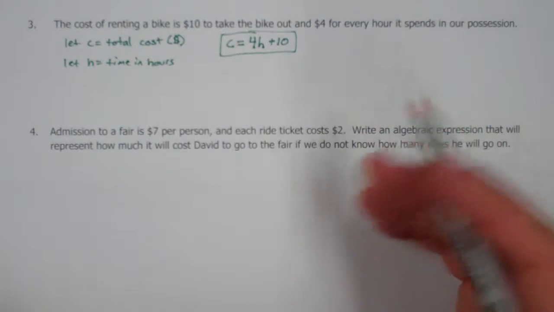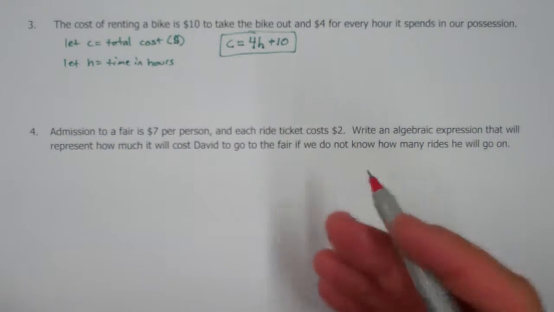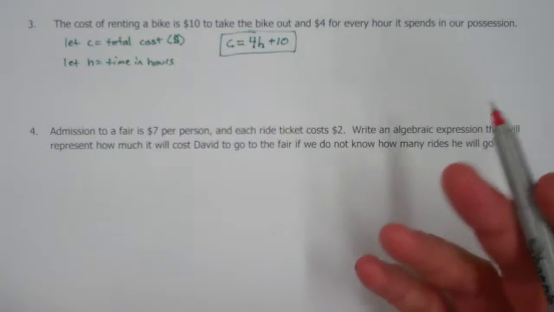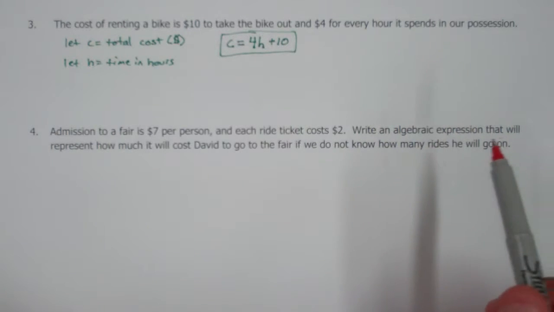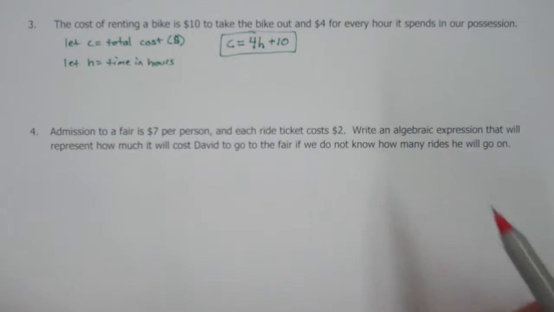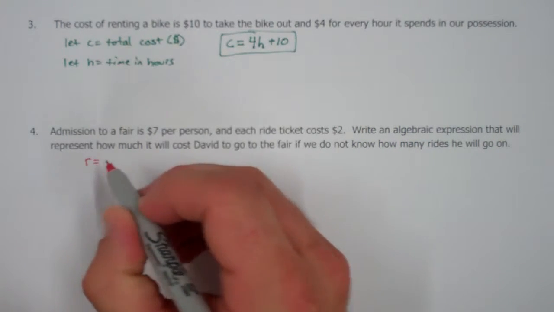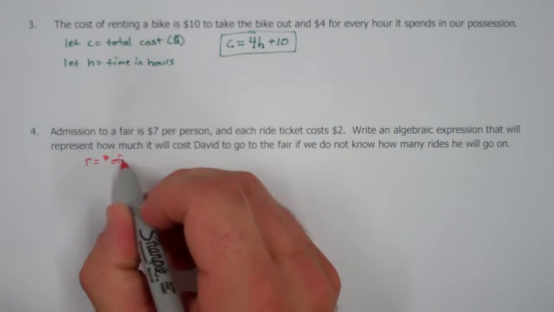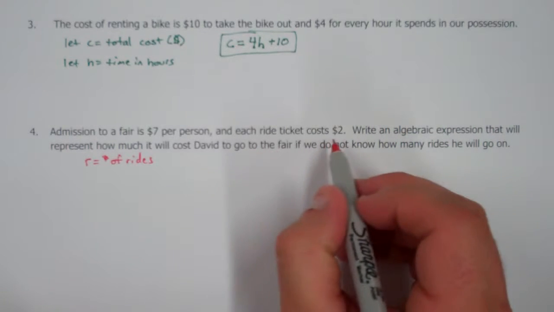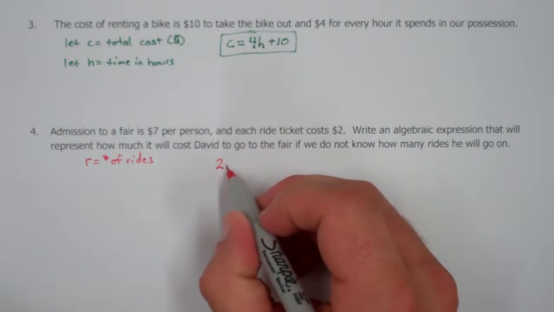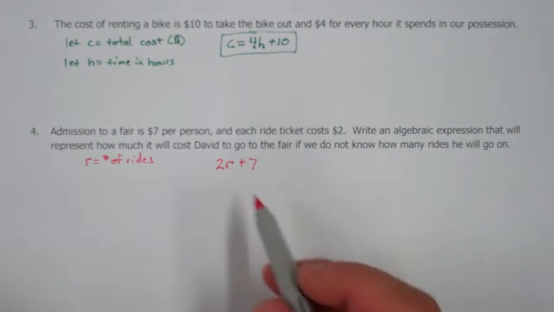We're just talking about that night, and you just pay it once. And then each ride, or every ride, costs $2. Or another way to say that is it's $2 per ride. So we're talking about a rate here, and we're going to need to multiply that by however many rides that David goes on. So the variable here, let's make this maybe just an r. So r will be the number of rides that David goes on. So we know we have to multiply that by 2, that's the cost per ride, and then we need to add $7.